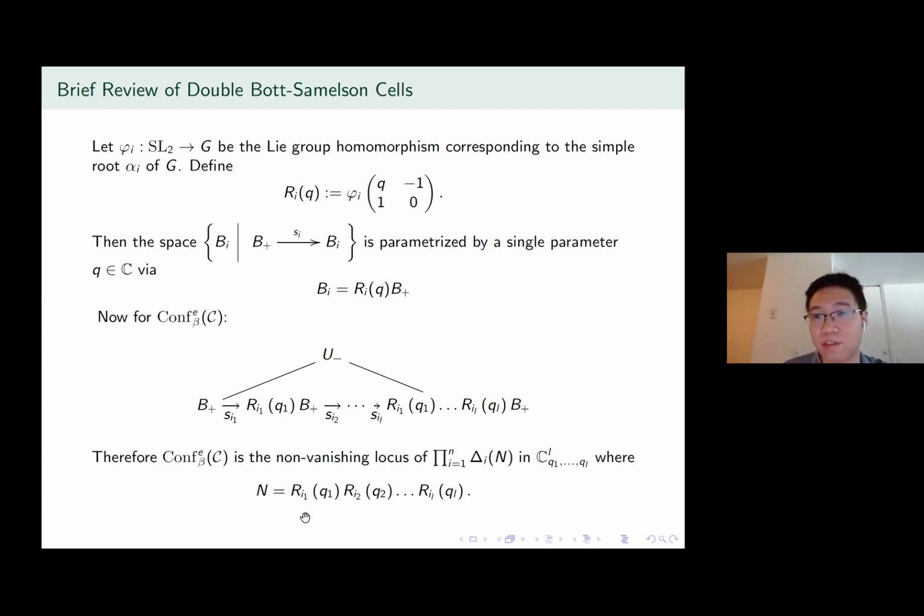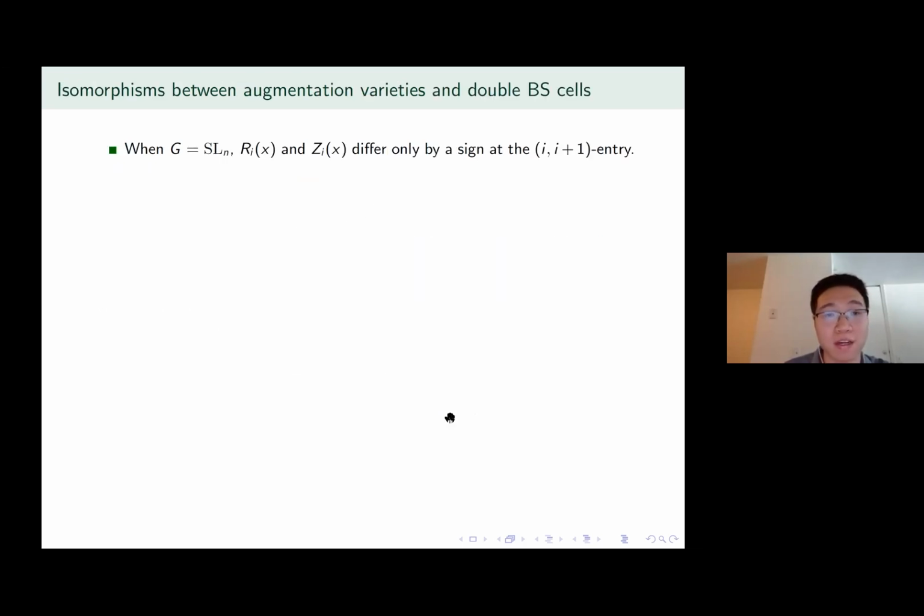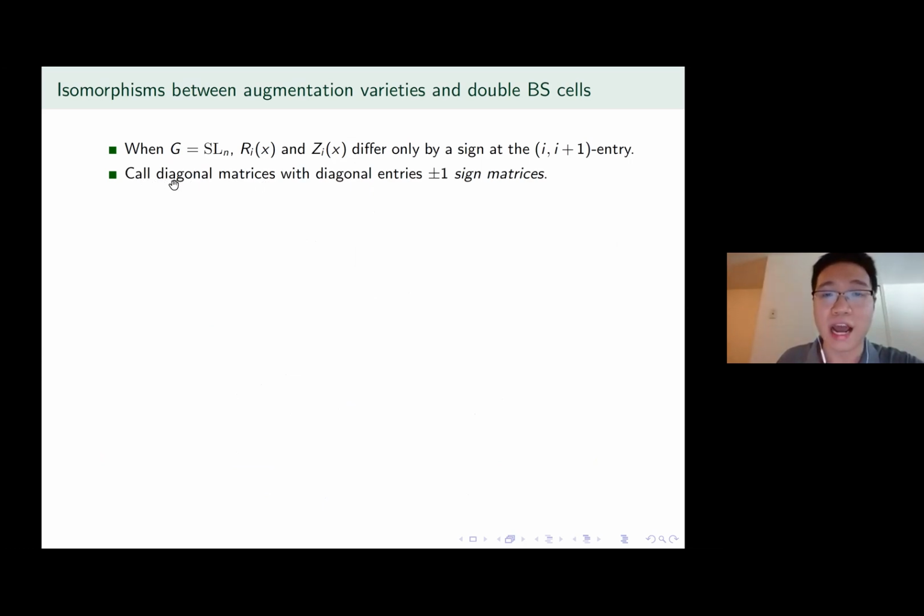Okay? So this looks a lot like what we had earlier for the augmentation variety. Indeed, when G is SLN, this R sub I X and Z sub I X only differ by a sign at the I comma I plus 1 entry. So to compensate for this sign difference, we introduced something called a sign matrix. Any diagonal matrix with diagonal entries plus or minus 1 is called a sign matrix. So basically, it's just plus or minus 1 along the diagonal.